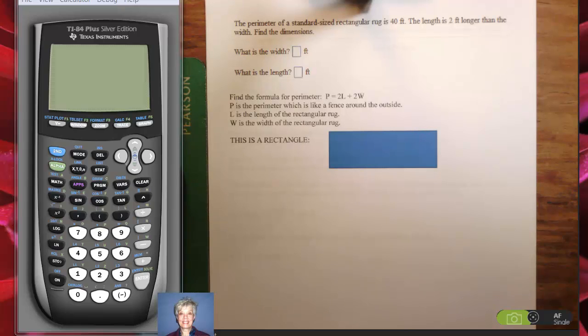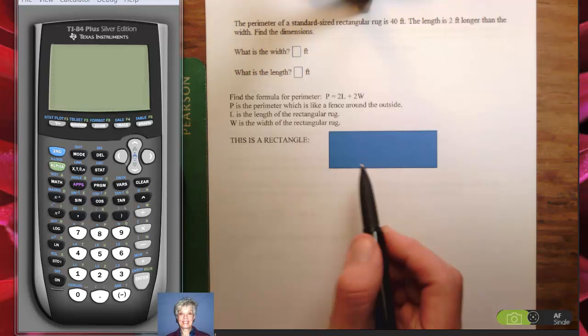The perimeter of a standard-sized rectangle is 40 feet. The length is 2 feet longer than the width. Find the dimensions. This is a perimeter problem. It's also a formula problem. There are some things you need to do.